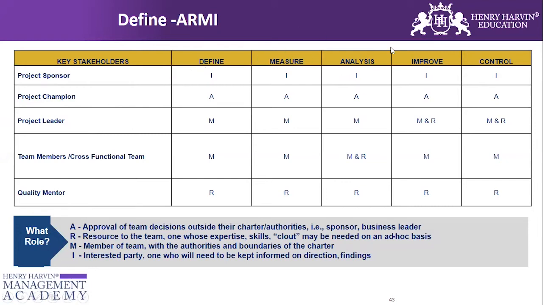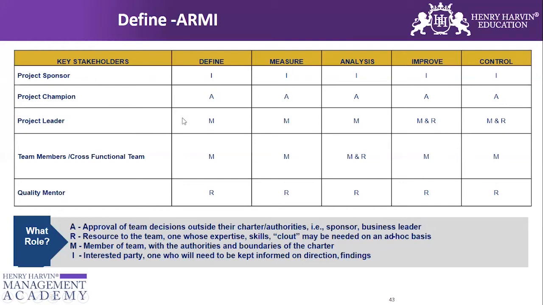As you can see, ARMI is being captured from define till control here. It clearly shows which particular stakeholder of the team is being utilized at each point in time. You see that the quality mentor is a resource, because he or she is the person who helps the team with the different tools and techniques to complete the analysis. Team members are there everywhere, and you see the project sponsor, who is just an interested party.